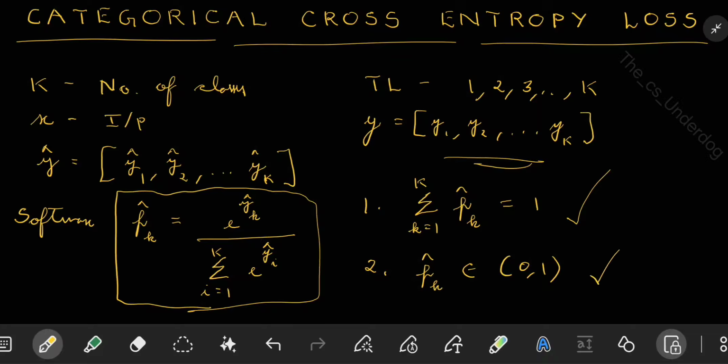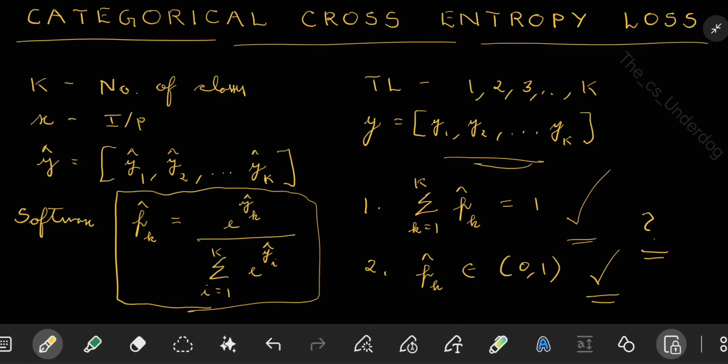What does it mean when I say these two conditions are met? That means it can be interpreted as probabilities. That is, you can see it as the model outputting a probability distribution, because it is summing to 1 and each value is between 0 and 1. This is the logic. So this is why I explained all these things, so that I can show you mathematically the output of the model.